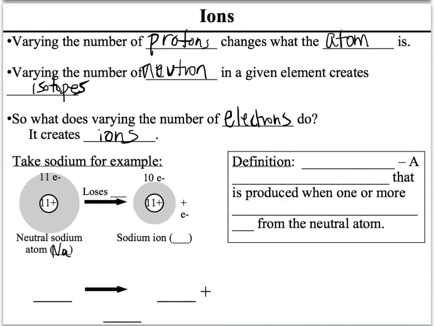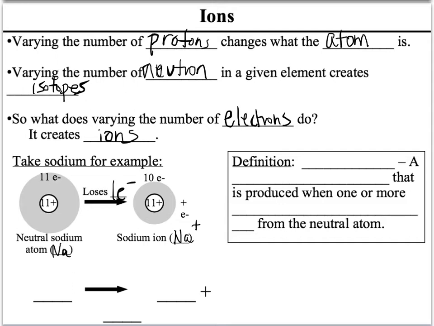What happens is sodium can lose 1 electron and it becomes the sodium ion. So notice the difference here. We had 11 electrons here, we lost 1, now we only have 10 electrons. But notice what stays the same: 11 protons in the nucleus before, 11 protons in the nucleus after. So we lose an electron to create the sodium ion, and we write that symbol as Na+. That plus is signifying that there's 1 more proton than there are electrons.